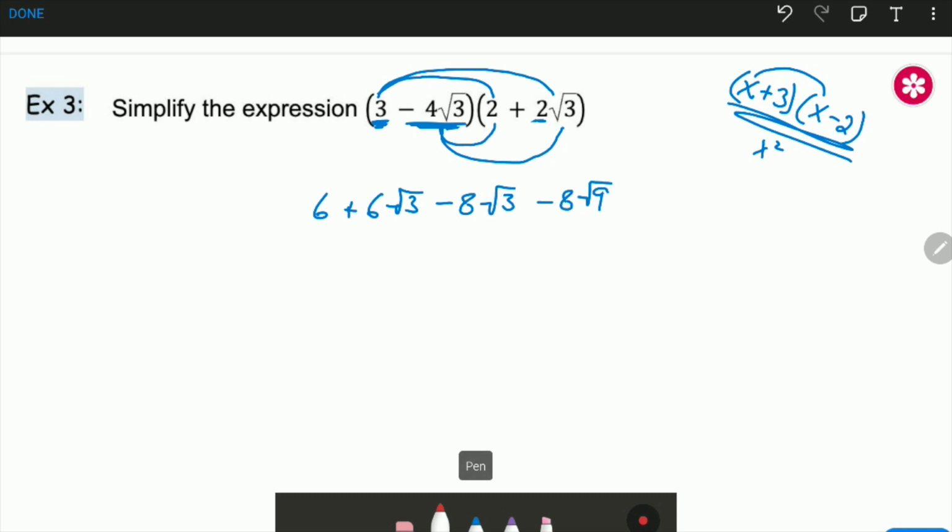After doing that, it's now an addition and subtraction problem, so we want to simplify any radicals that we can. The square root of 3 cannot be simplified. Again, square root of 3 cannot be simplified. But the square root of 9, well, the square root of 9 is 3. It's a perfect square. So that last term is really negative 8 times 3. In other words, negative 24.